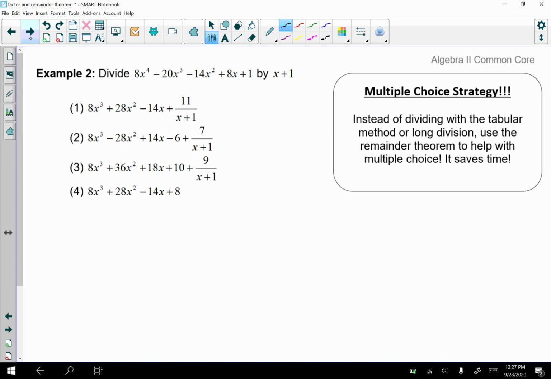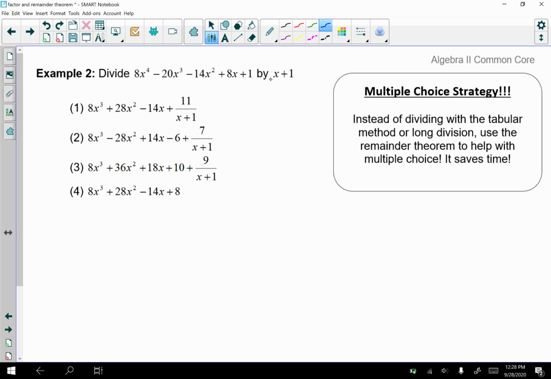So let's take a look at a multiple choice strategy. This is a multiple choice question where they want us to divide. I could sit here and do synthetic division. I could do tabular division, but it's going to save me time if I go straight to my factor and remainder theorem. You don't have to worry about mistakes. You don't have to worry about remembering the method.